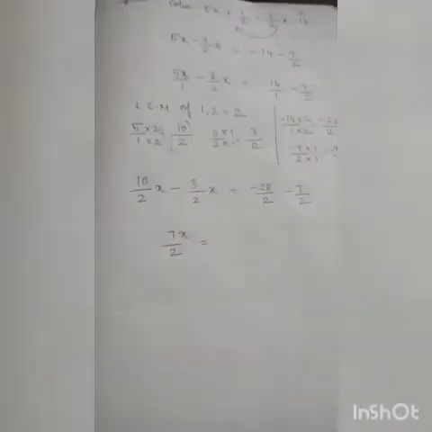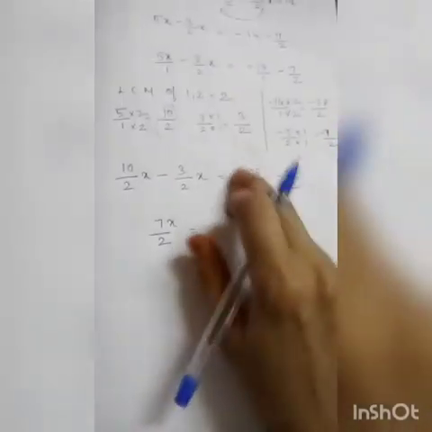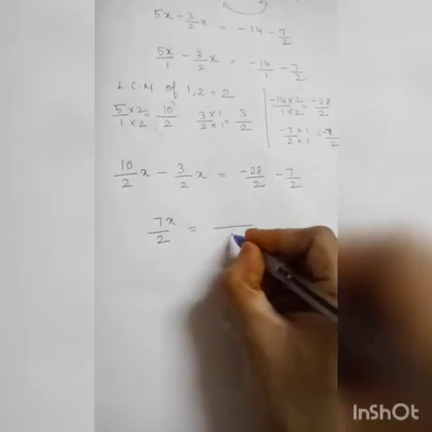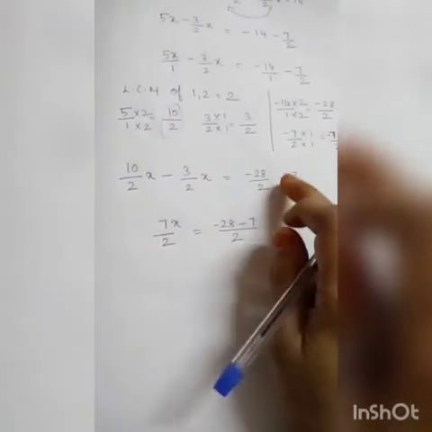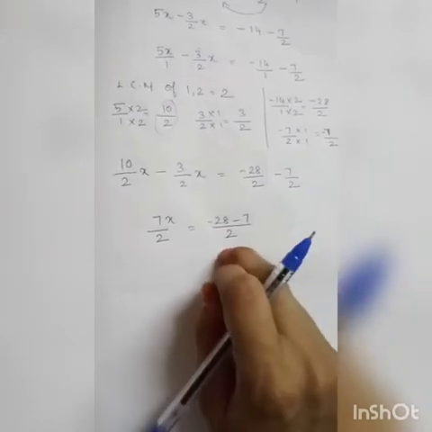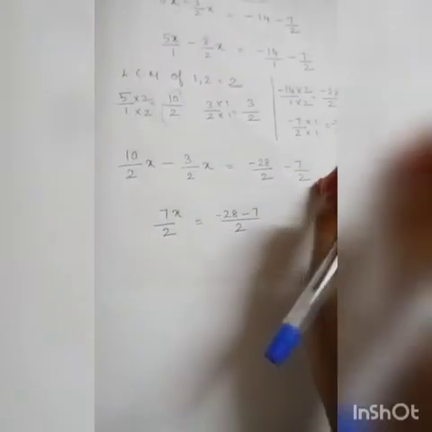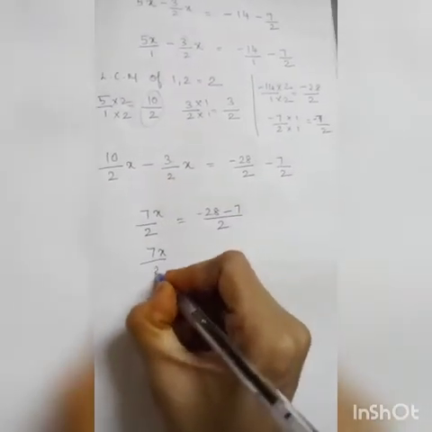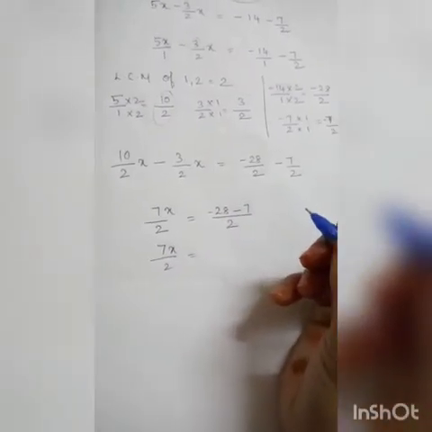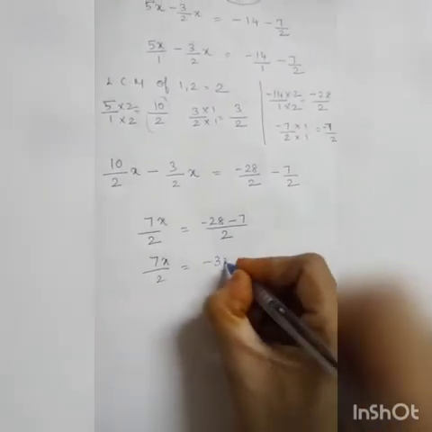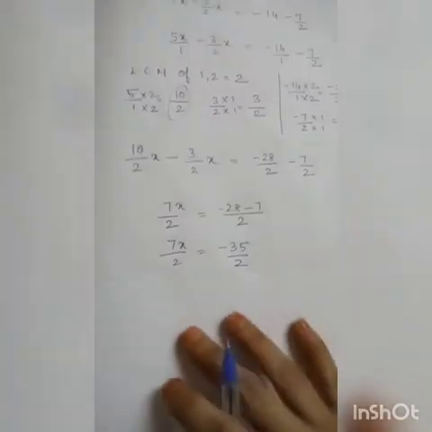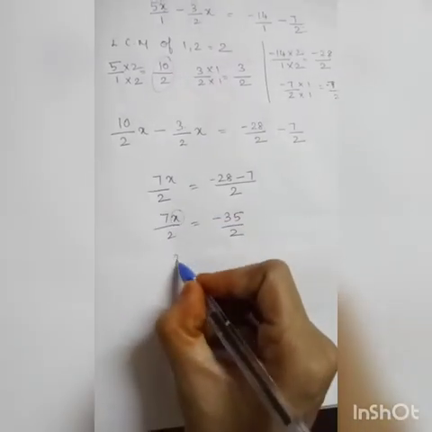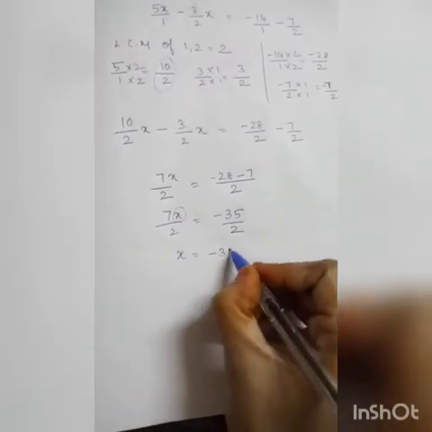Equal to, now the denominators are same, so shall we check the numerator alone? Minus 28 minus 7. Is it correct? Because minus 28 minus 7 have the same sign, the denominator is the same, so I have written this. Here I have solved and written. 7x by 2 equal to minus 28 minus 7, minus 35 by 2. Is it correct? Now I want only x, so I am keeping it as such, minus 35 by 2.